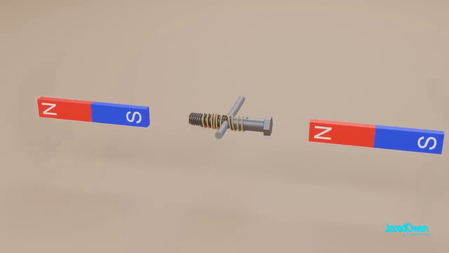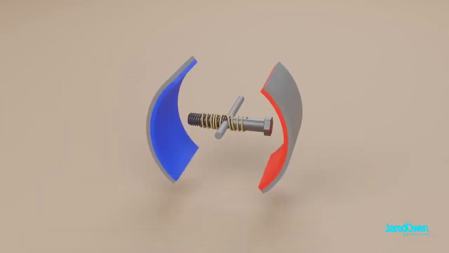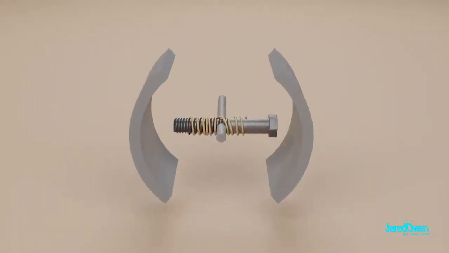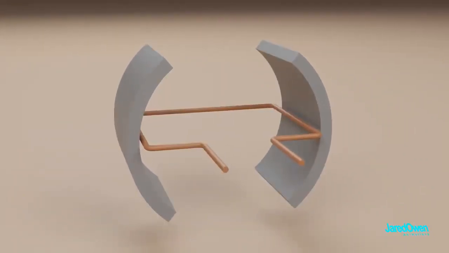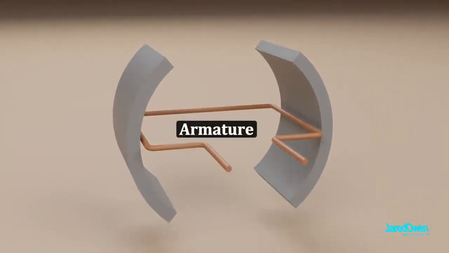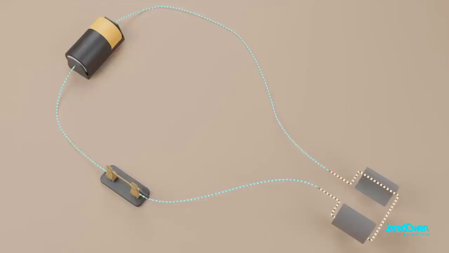The two side magnets can be replaced with stronger curved magnets. And instead of a bolt with wires, we're going to use a metal loop. This is called the armature. Connect our wires and we have a circuit again.